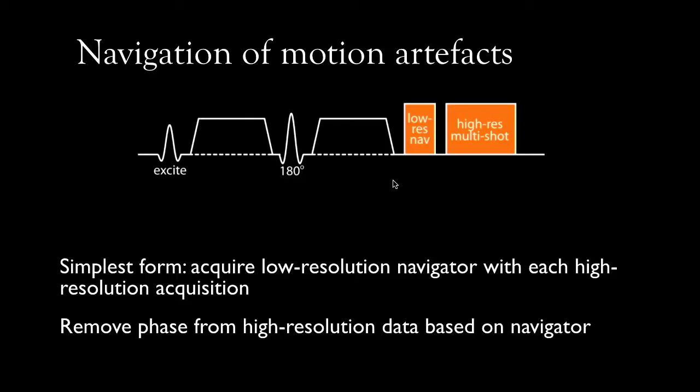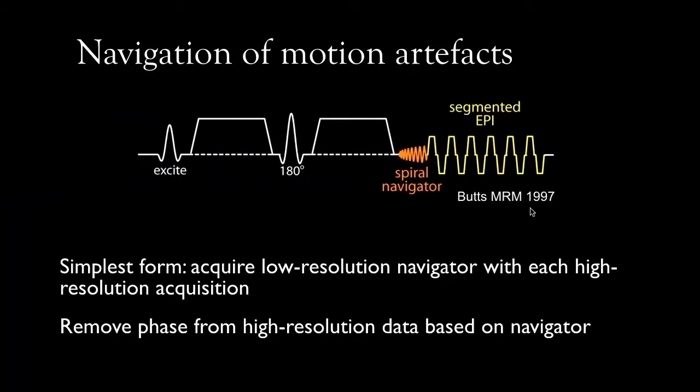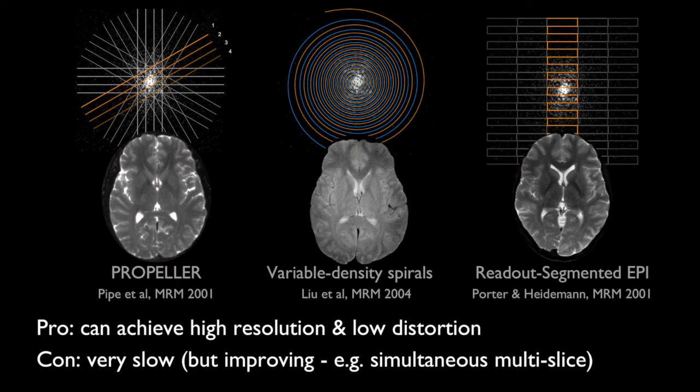Well, in general, the most obvious thing you can do is basically, in addition to your high resolution image acquisition, you can tack on an additional little acquisition that just measures that phase. So for example, this is one of the first techniques that Kim Butts proposed, where she included a little quick acquisition immediately before segmented EPI, and she used this to measure that phase and correct it from this data. But people subsequently went on and they've proposed many different ways of achieving this, including PROPELLER, variable density spirals, and a technique that we've worked with quite a lot called readout segmented EPI.